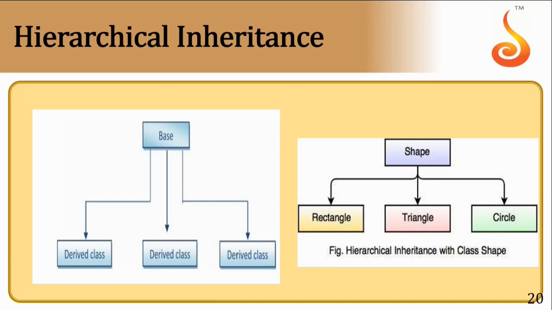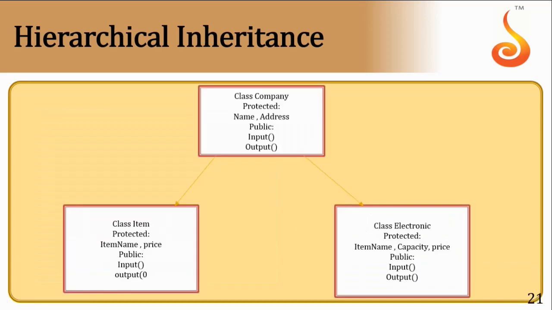Please make a note of this. I made a note of this. See all these diagrams here in hierarchical inheritance. What happens is you have one base class and you derive multiple derived classes from it. Like you have one base class shape and you are deriving three classes from it. The only common thing is they have the same base class, but otherwise they are not related to one another. So this is hierarchical inheritance.